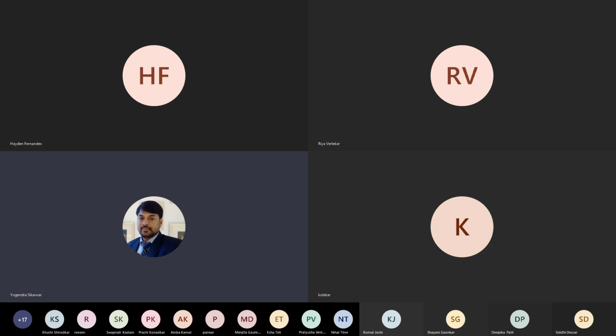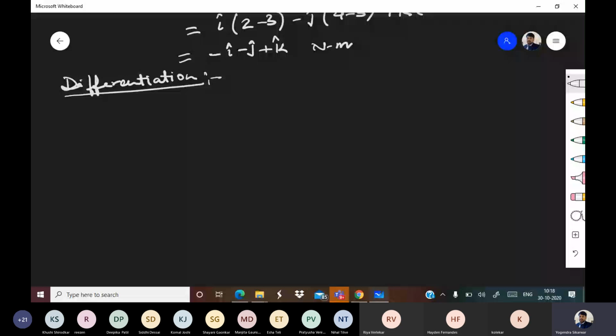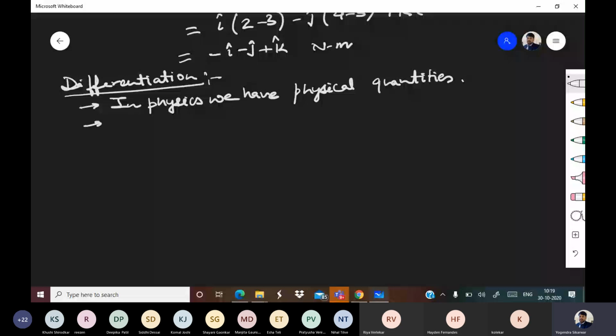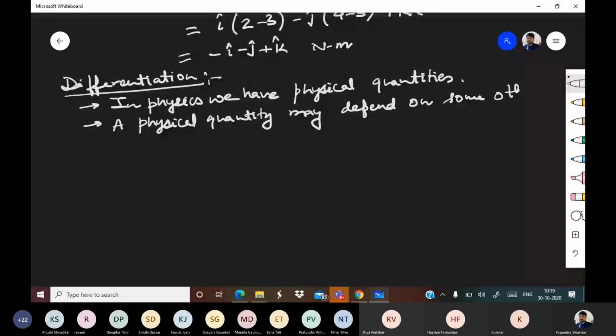Quantity, right? In physics, we have physical quantities. Now these physical quantities depend on some other physical quantity also, okay? A physical quantity may depend on some other physical quantity.